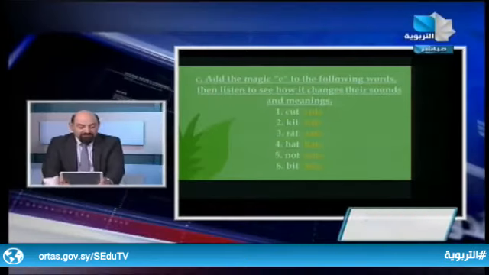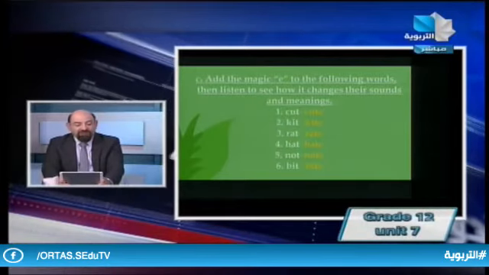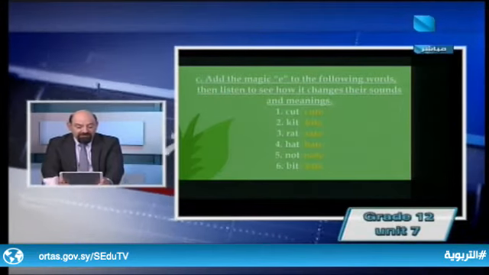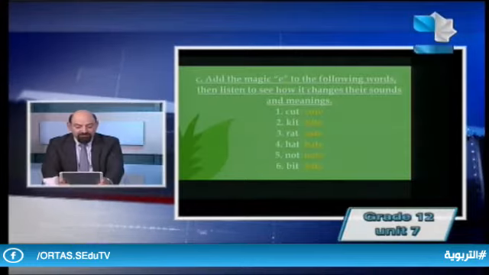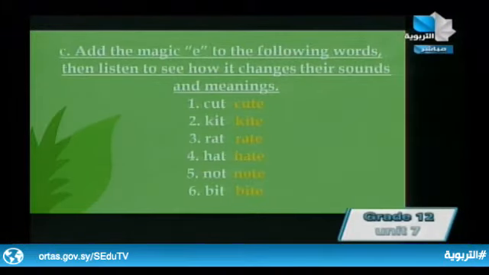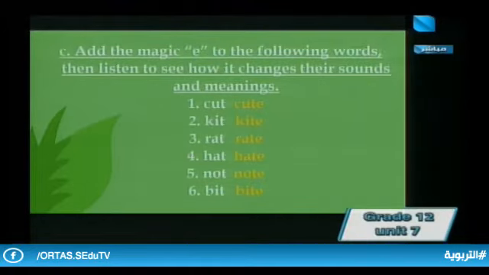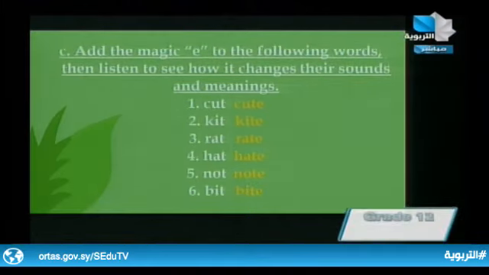The first one, cut. When we add E, it becomes cute. Number two, kit. When we add E at the end of the word, it becomes kite. Number three, rat. When we add magic E at the end of the word, it becomes rate. Number four, hat. When adding E to the end of the word, it becomes hate. Number five, not. When we add E, it becomes note. And finally, bit. Adding E, it becomes bite.